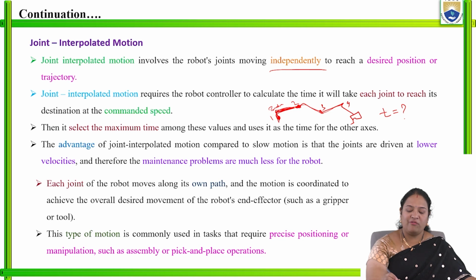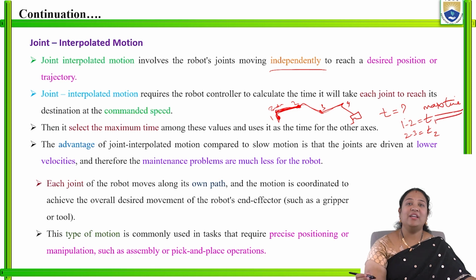That is, for joint 1 to 2, what is the time constraint? For joint 2 to 3, what is the time constraint? So accordingly, by taking the maximum time, we can calculate the time for the other axes. This is one of the advantages of the joint interpolation motion.